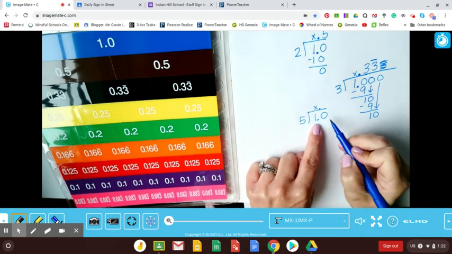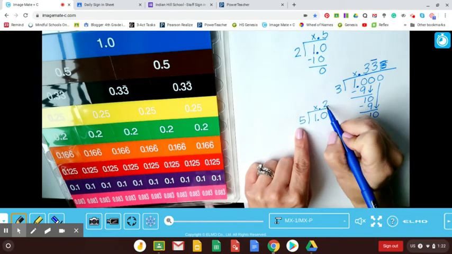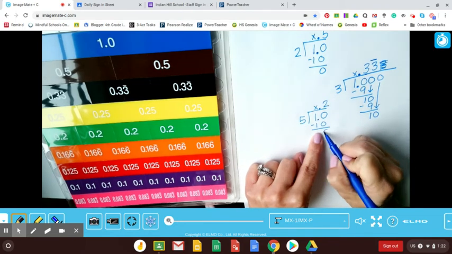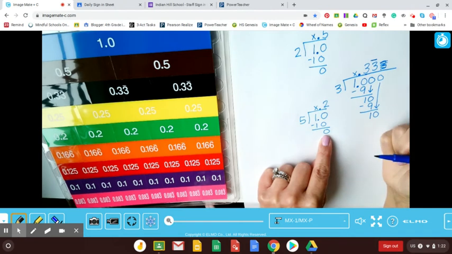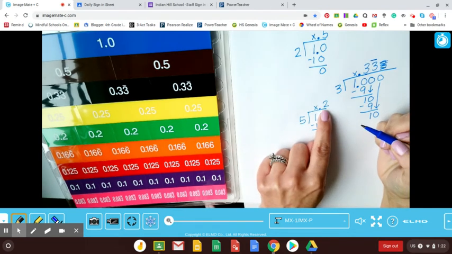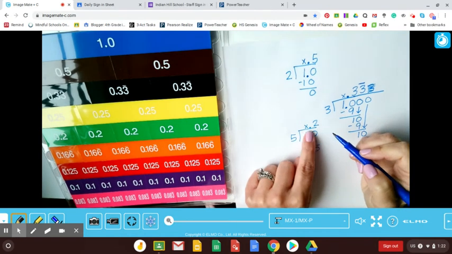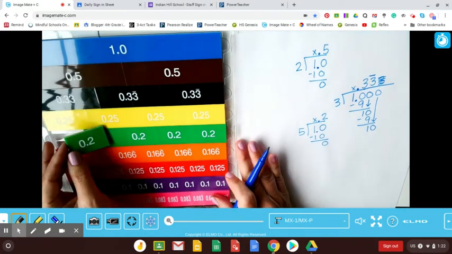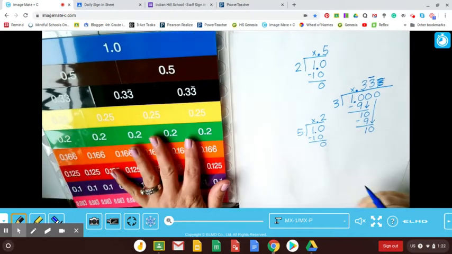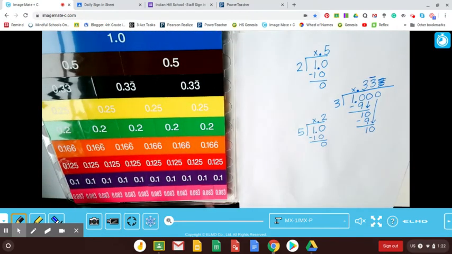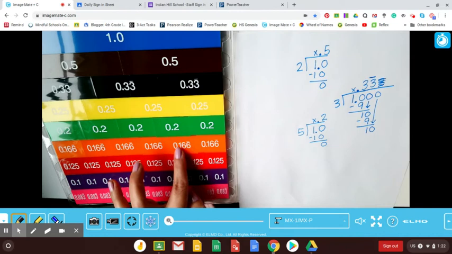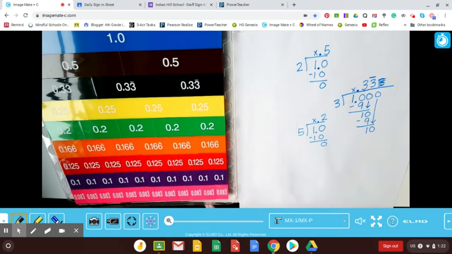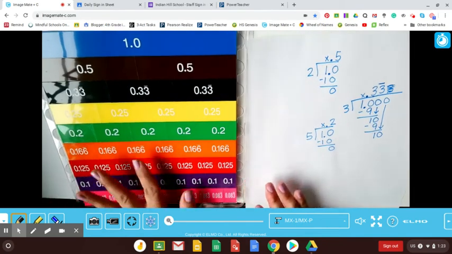A 5 goes into 10 2 times. 5 times 2 is 10. I have nothing left over, so I don't have to put another 0. That's my final answer, 0.2. So 2 tenths is my final answer, and you can see that that works in our decimal strip diagram. And it would keep working. If I went through and did it for the other ones, you would also then see where these numbers are coming from. So I just wanted to quickly show you this.